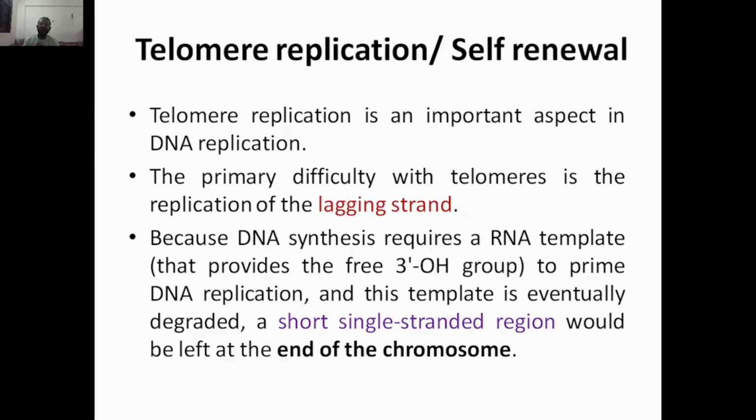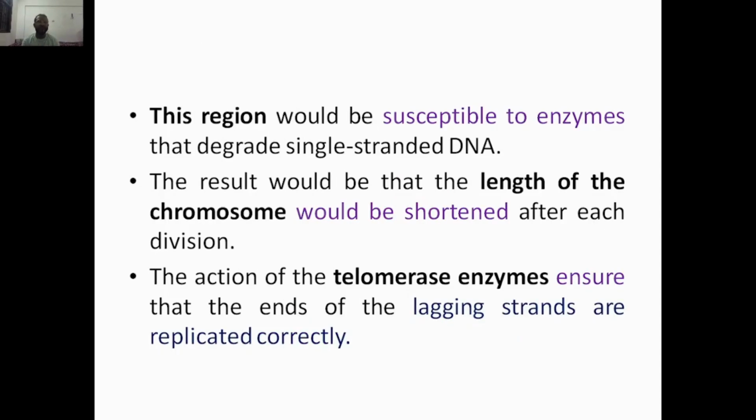Understanding? Why? Because in order to complete the DNA replication, we need the RNA template. And here what is happening? The RNA template is degrading. Once that degrades, what happens? The short single-strand region would be left at the end of the chromosome. So that has to be replicated, right? Understanding? So this region would be susceptible to enzymes that degrade single-strand DNA. Any enzyme that can degrade single-strand DNA, this particular region will be susceptible to it. So that can degrade that particular single-stranded DNA.